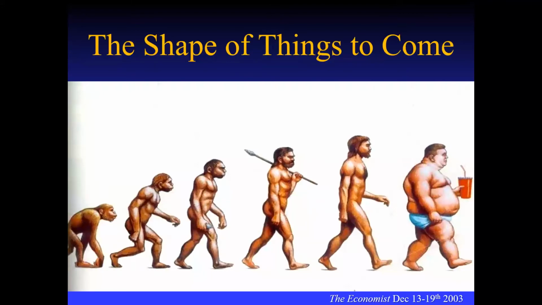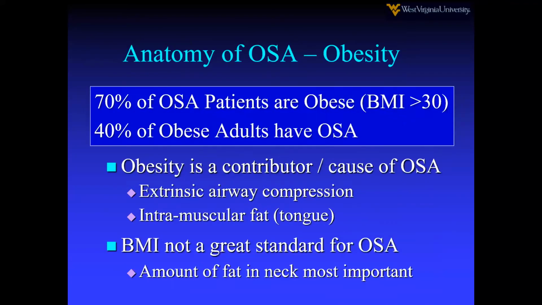So you saw this slide the last time that we talked. BMI is a major player, and we know that 70% of obstructive sleep apnea patients are obese, but that also means that 30% of our patients are relatively normal weight. And then 40% of obese patients have obstructive sleep apnea. But the corollary to that is that 60% of obese patients do not.